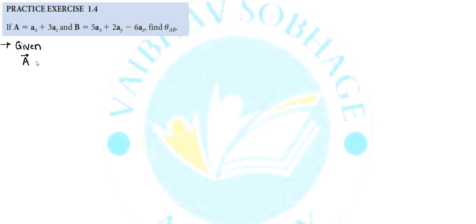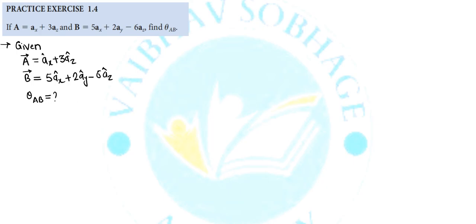So what is that vector A? That vector A is equal to AX plus 3AZ, and we have another vector, that is vector B, and that vector B is equal to 5AX plus 2AY minus 6AZ, and we have to find out the angle between these two given vectors.